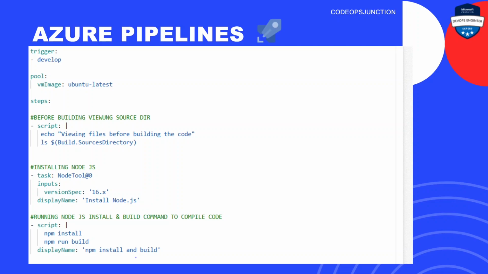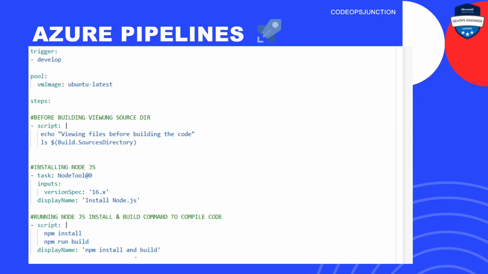Then there is a task. You can see the task is NodeTool@0, and the input parameter is versionSpec 16.x and the display name is Install Node.js. So this task is installing Node.js in our build machine, and the version of Node it is installing is 16. The display name is Installing the Node.js.